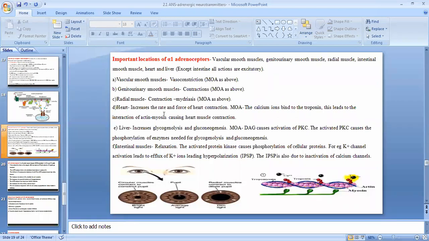These are sympathomimetic receptors. The calcium binds to the troponin, which leads to an increase in the actin myosin interaction, which will cause heart muscle contraction. So these are all the actions shown by alpha 1 receptors.